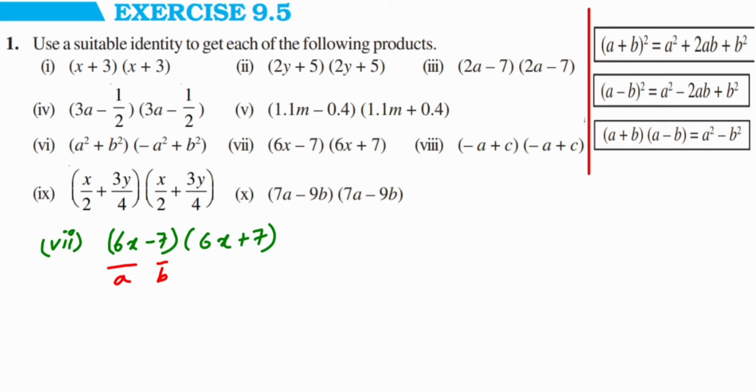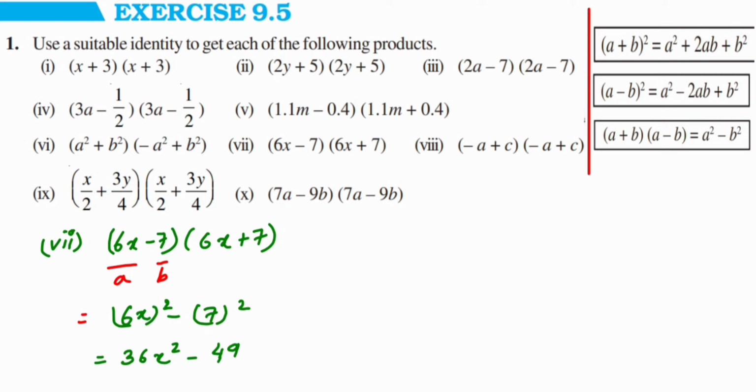So the third identity is a square minus b square. So this will be equal to 6x square minus 7 square. So 6x square is 36x square, minus 7 square is 49. That's it. This is the answer for the seventh problem. Now we'll go to the eighth one.